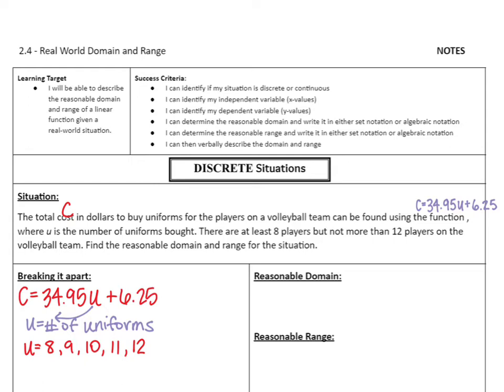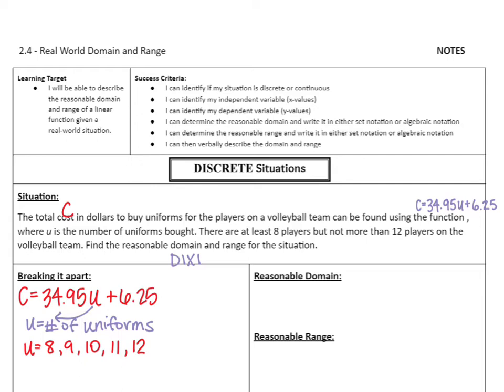Well, let's think about this. How did I know it's my domain and not my range? Well, remember, domain is my x values, my independent variable. It's my Dixie, where D is the domain. For my independent and my x values and my input, I'm inputting the number of uniforms that I need, and I'm getting out the total cost. The amount of uniforms I'm buying determines the cost. So my independent variable is the number of uniforms I buy. The cost has to be dependent on how many I buy, not the other way around.